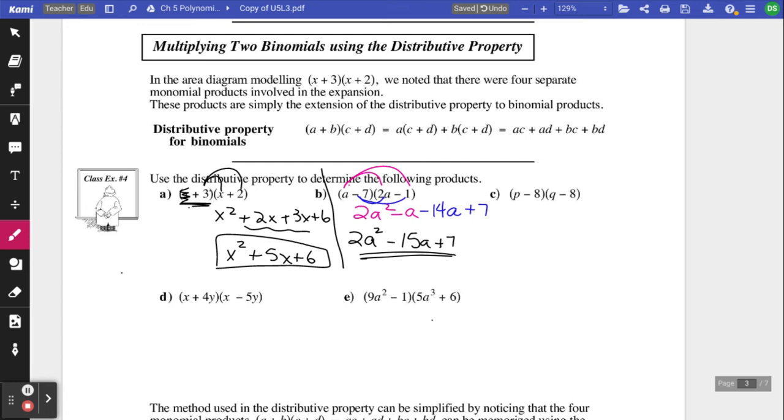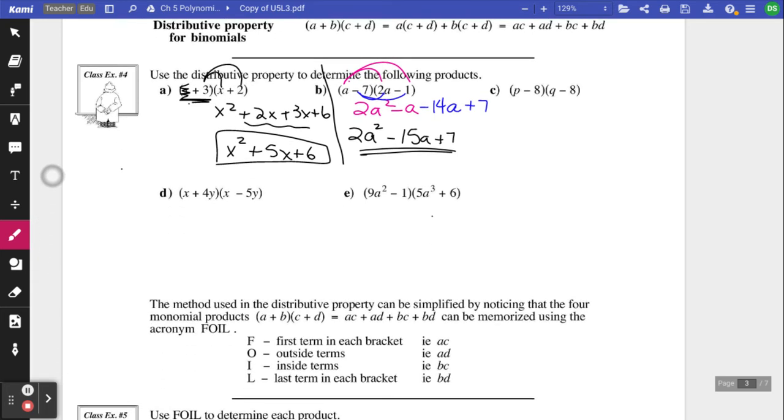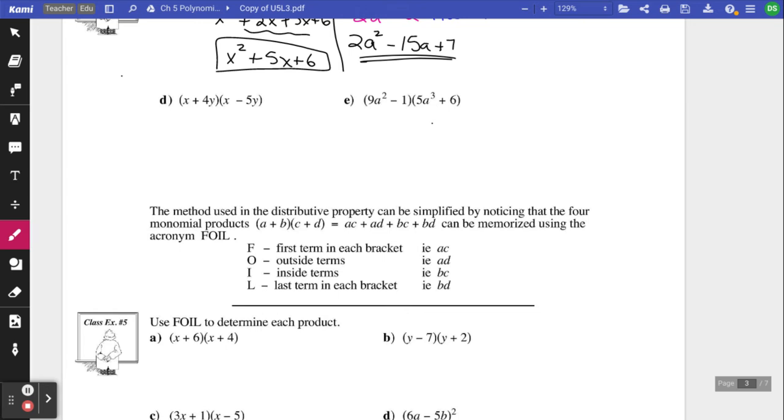So I'm going to do one more of these. Which one do you want to do? Quick. D? E. Okay, let's do E. All right? Take the first term times everything in the second bracket. So imagine that the -1 is not there. So cover it up. Then take -8 or 9a squared times that. So do your sign, your number, your letter. Okay, so we're going to get 45a to the 5. That's doing this term times that term.